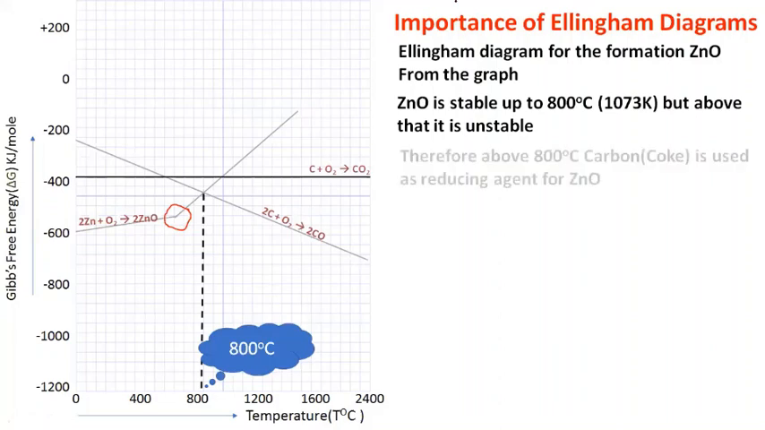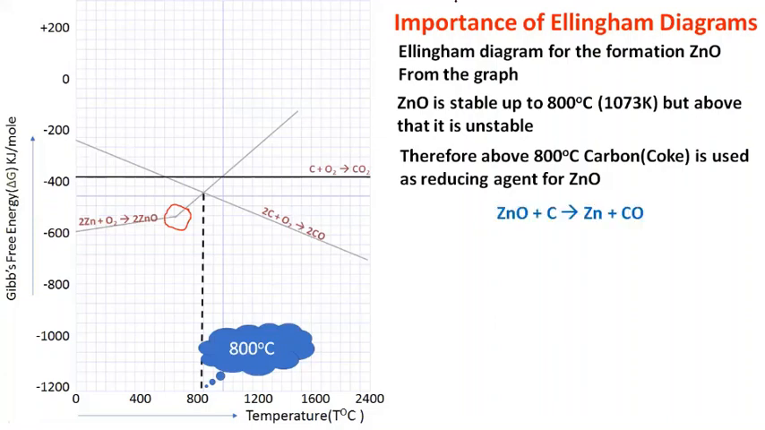So below 800 degrees centigrade, you can see that zinc oxide is more stable than carbon monoxide. But above 800 degrees centigrade, you can see that carbon monoxide is more stable than zinc oxide. So that is why we are going to use coke, that is carbon, as the suitable reducing agent to reduce zinc oxide to produce zinc metal.